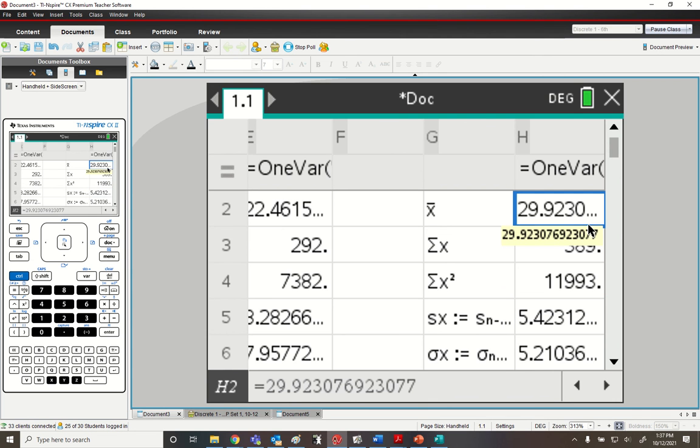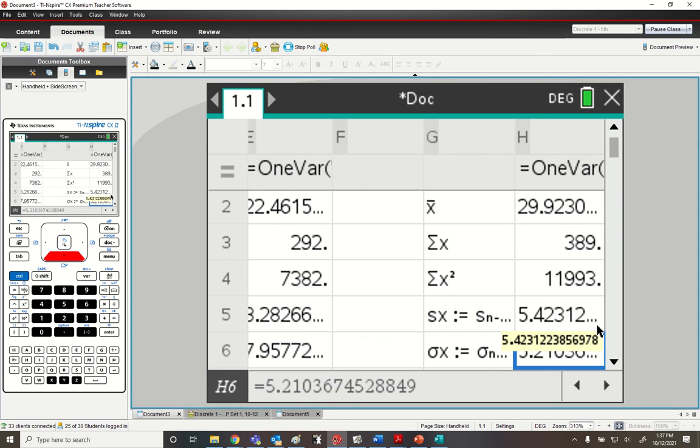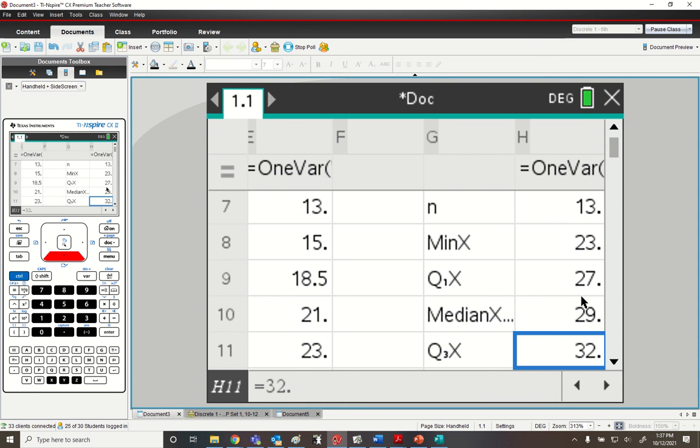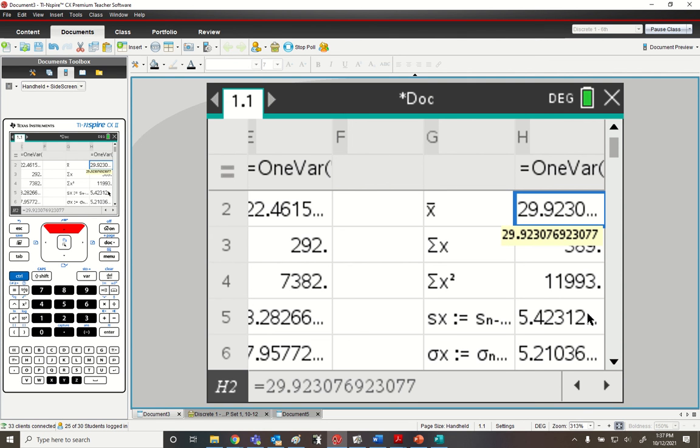Okay, so my mean here was 29.9. And then all I do is go down here and I found median, which is 29. Okay, so that's all we have to do. Right here it says median, write down that number. And this X bar, X with a line on top, that is my mean, which is also my average, 29.9.